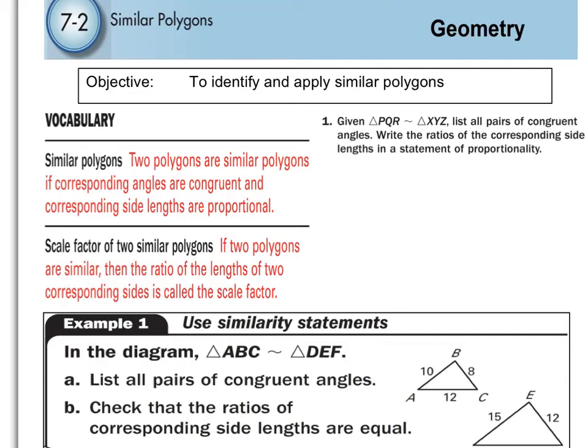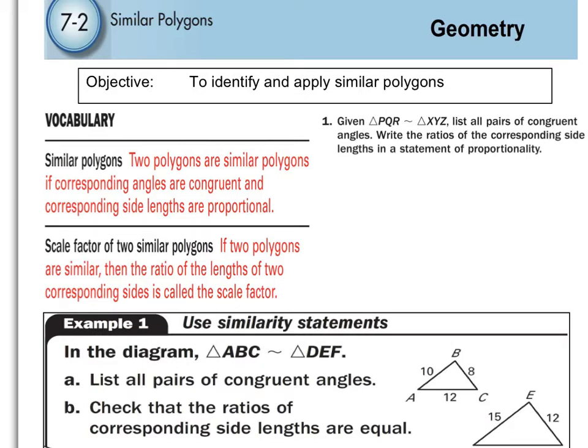This is the intro to section 7.2, part 1. And in 7.2, we're going to start talking about similar polygons, and we're going to talk about similar triangles and different similar shapes. And these are going to be a little bit different than what we've looked at before. Okay, so our objective here is to identify and apply similar polygons.